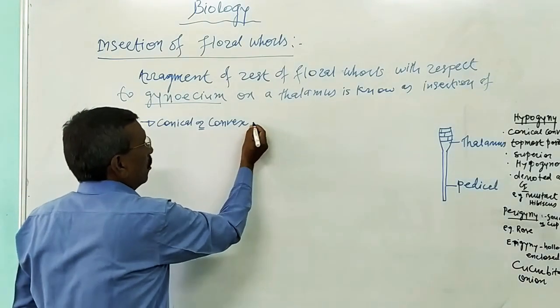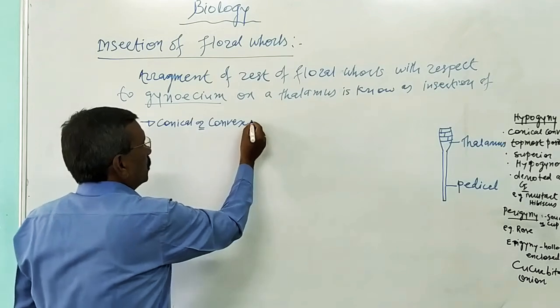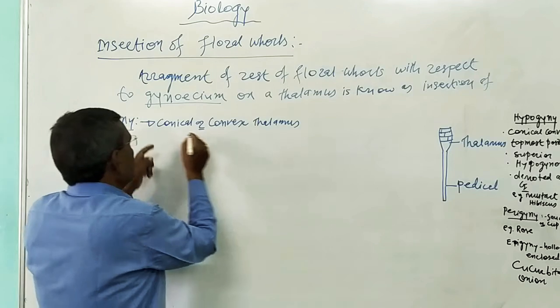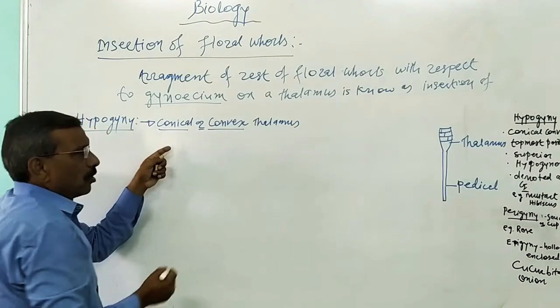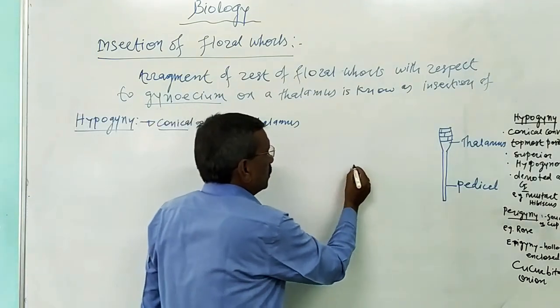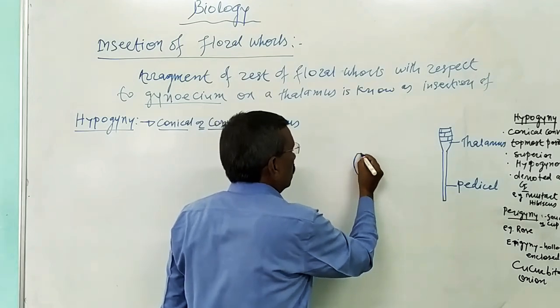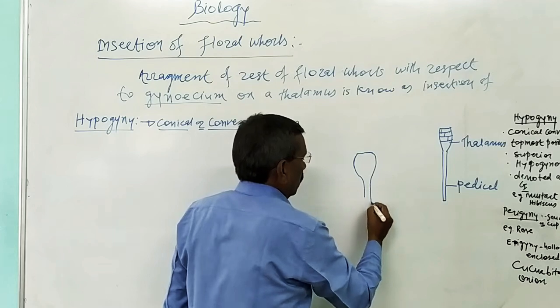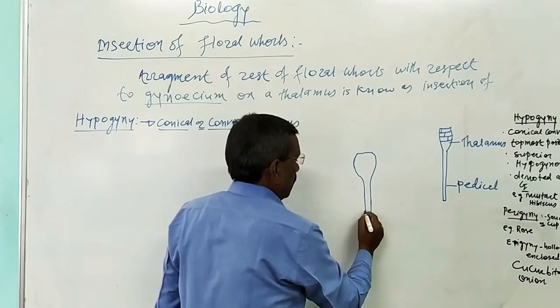The thalamus is conical or convex shape. Now this one is a convex shape thalamus. What will be the shape of the thalamus? It will be conical or convex. Suppose this one is a conical shape of thalamus, in this way, this conical shape thalamus.